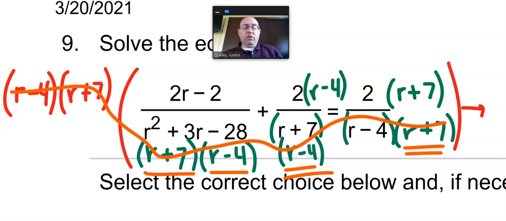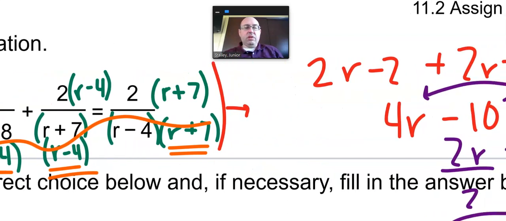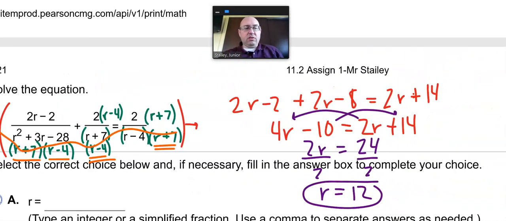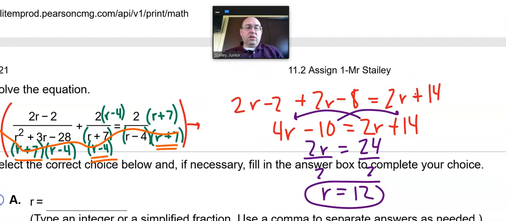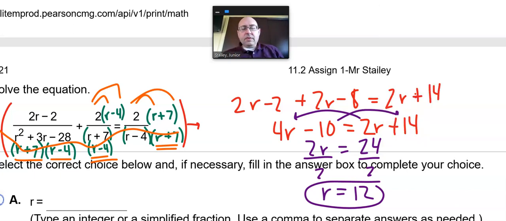So then I can focus on the numerators, right? So you've got 2r minus 2 plus 2 times r minus 4, which is 2r minus 8. Maybe I should zoom out a little bit so you can see more. Equals 2 times r, you're doing this whole distributing thing. And I should probably go with a different color. Well, so I could start adding like terms. Those are like terms, those are like terms. And then I could start moving things from one side to the other, subtracting a 2r, adding a 10.